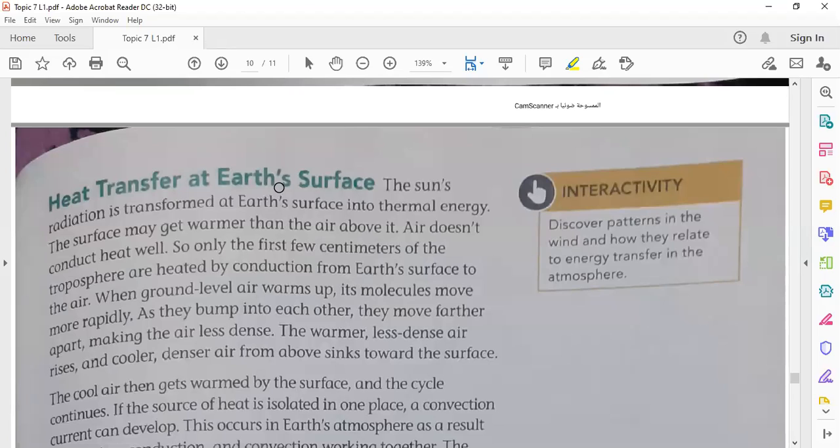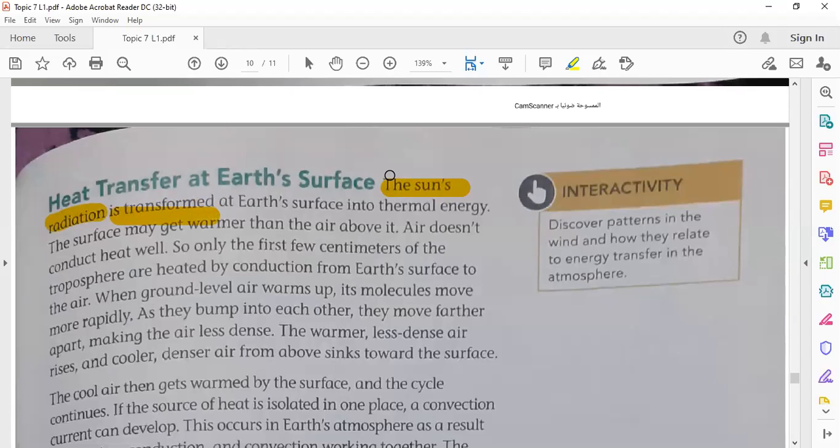First, the sun's radiation is transformed. What is the meaning of transformed? You have to know that transformed is completely different from transfer. Here, transformed means changed from one form to another.